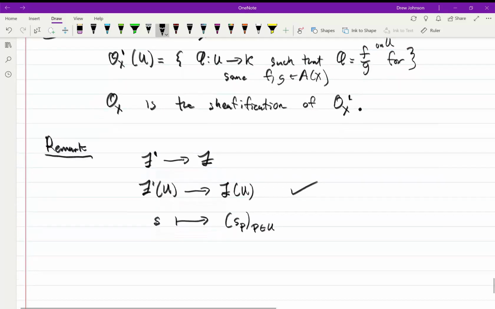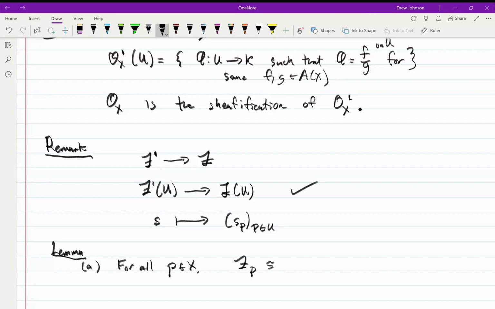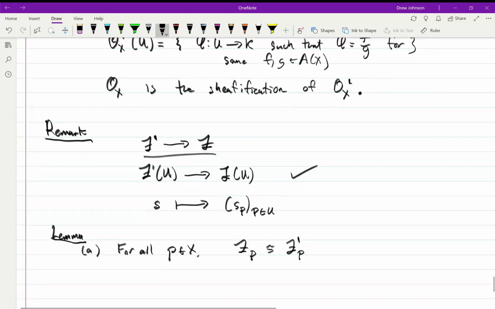Okay, and here's the lemma about this. For all points P of X, we have F_P isomorphic to F'_P. So the sheafification does not change the stalks. And this isomorphism is induced by the map that we talked about up here.